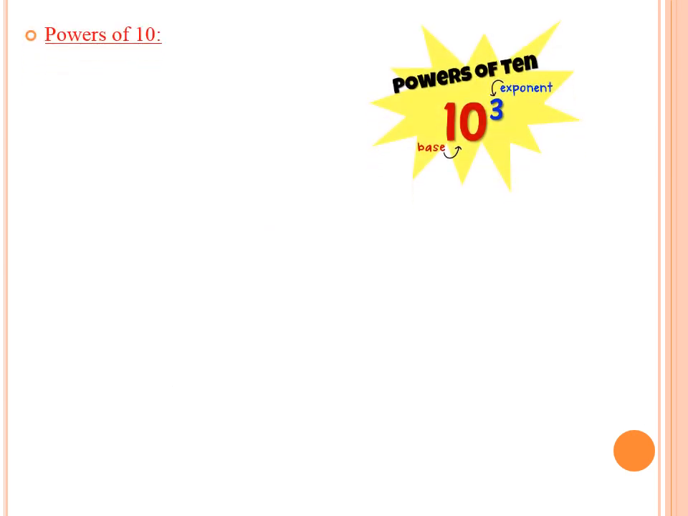What about powers of 10? Again, 10 cubed: our base is 10, the number that's repeated, while the exponent or the power is 3. It represents how many times our base is repeated. Okay? For example, 10 to the power 3 means that we multiply 10 by itself 3 times since our power is 3. 10 times 10 times 10 equals 1,000. Again, 10 to the power 4 means 10 multiplied by itself 4 times.